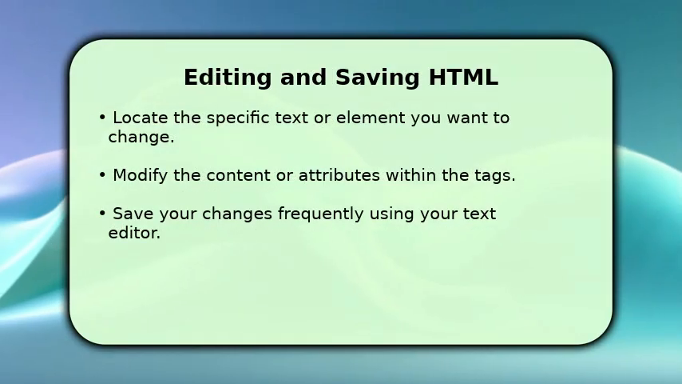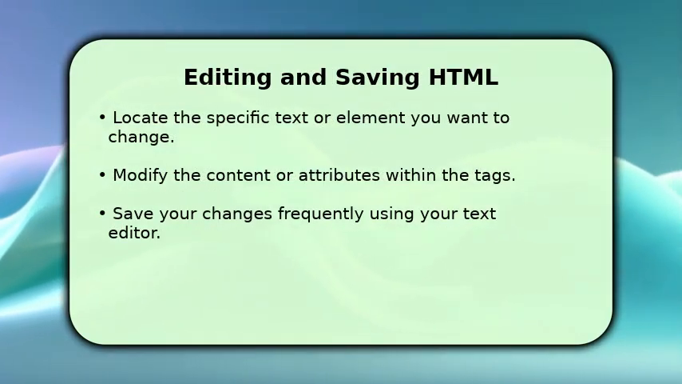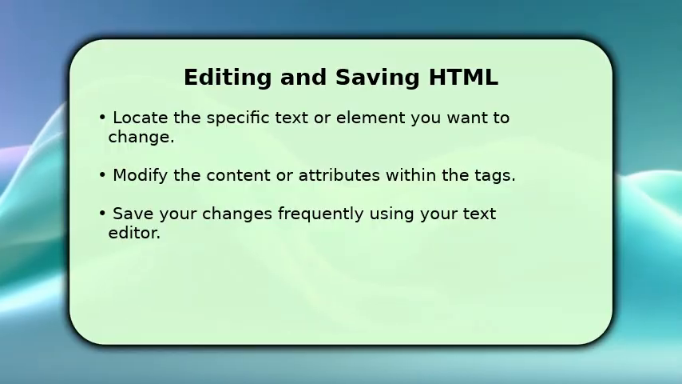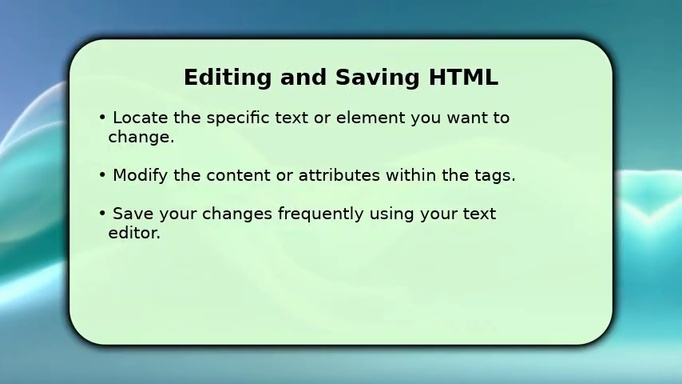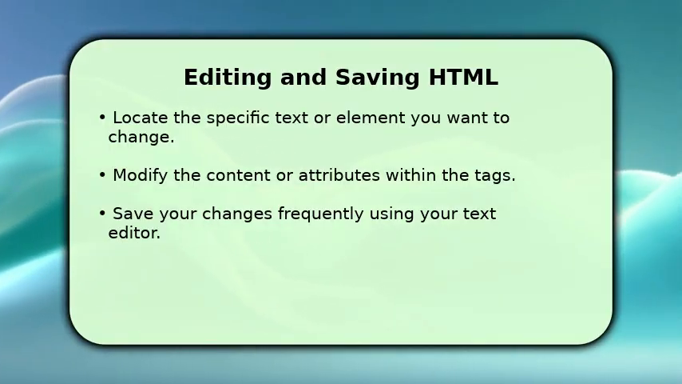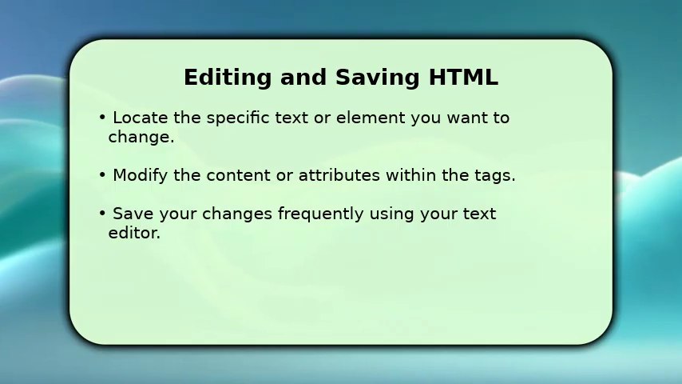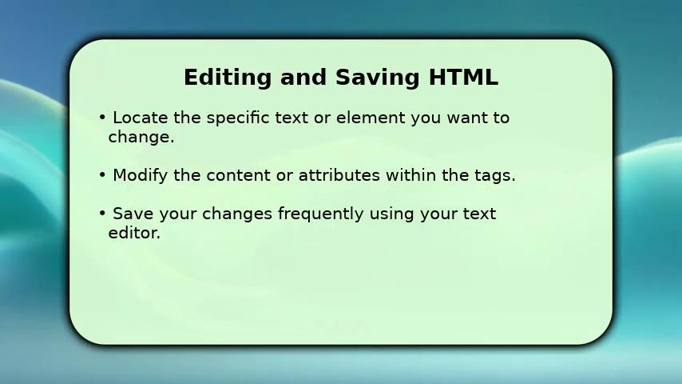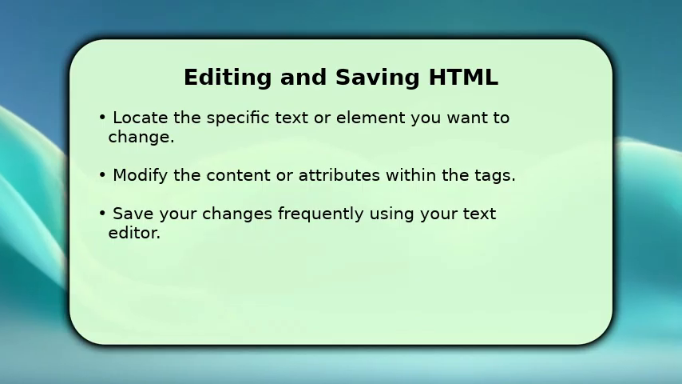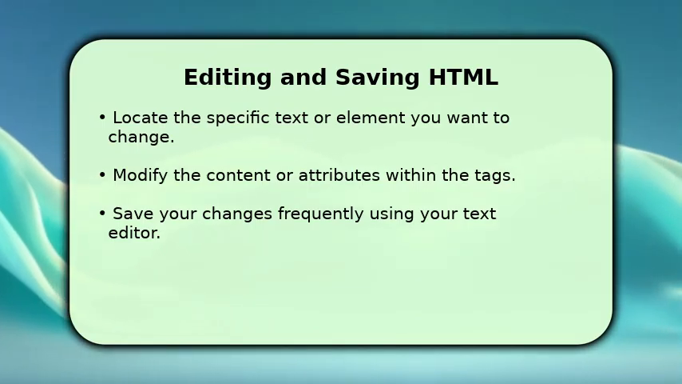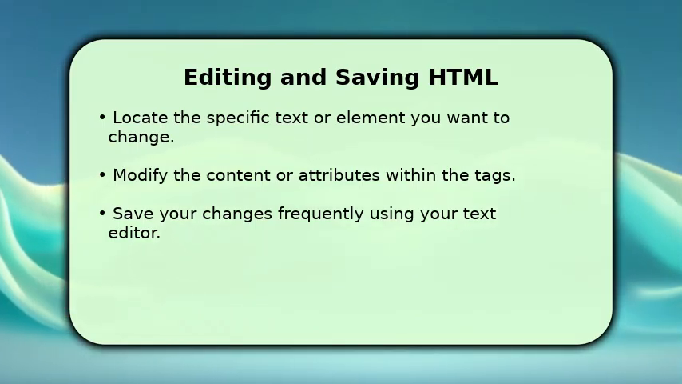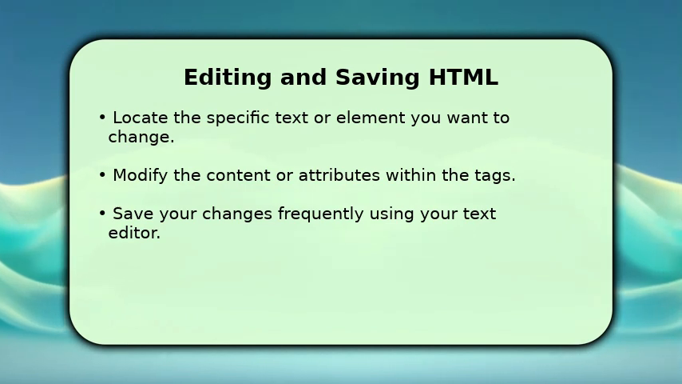Once you understand the structure, you can start editing. Navigate to the specific line of code or element you wish to modify within your chosen text editor. You might be changing text content, updating an image source, or adjusting a link's destination. After making your desired modifications, it is vital to save your file. Use the Save or Save as option in your editor, typically found under the File menu. Saving regularly prevents loss of work.